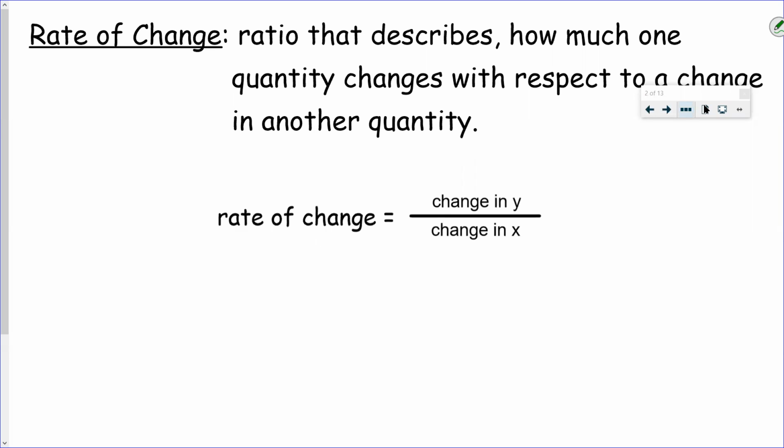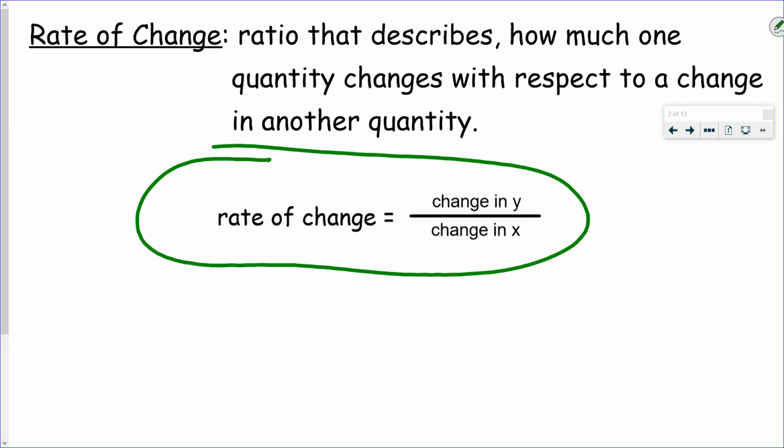And rate of change, like I said, and slope kind of go hand in hand. They're both very similar. So rate of change is a ratio that describes how much one quantity changes with respect to a change in another quantity. So the big thing is you're going to want to definitely make sure you have this part written down. Rate of change equals the change in y over the change in x. And again, it's a ratio. It's a comparison of one number to another number, set up as a fraction.